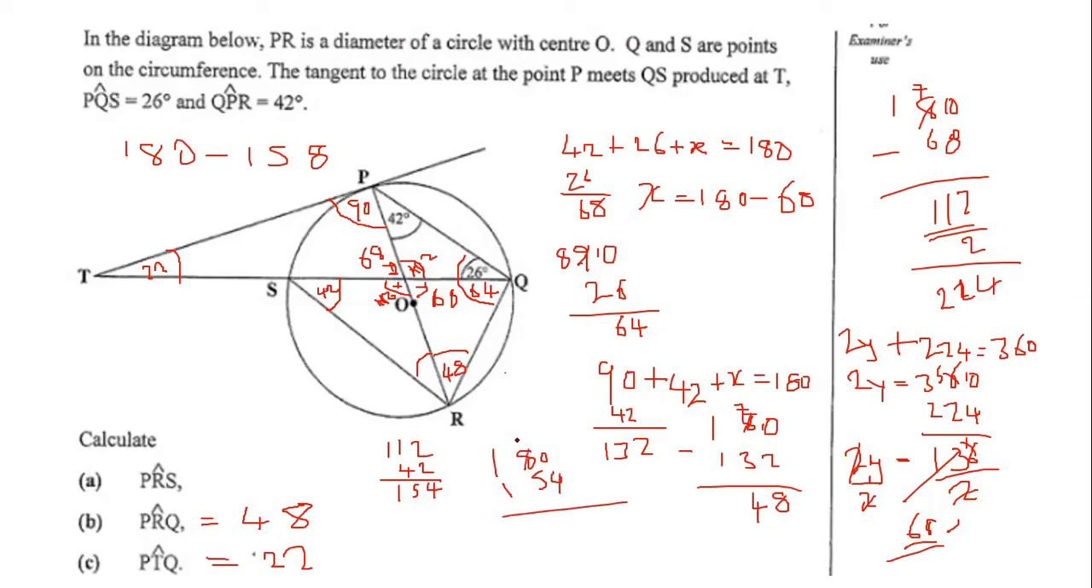This here is 180. So this is 7. Then this one becomes 10. 10 minus 4, that is 6. Then 7 minus 5, that is 2. Okay, so we have our answer as 26 degrees. So this answer here is 26 degrees.